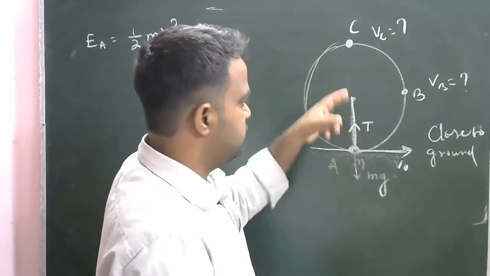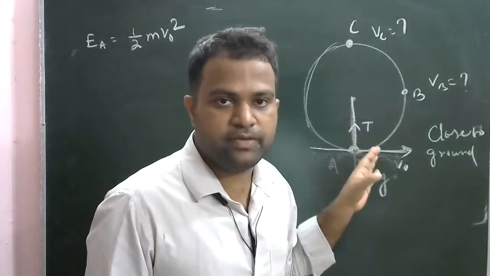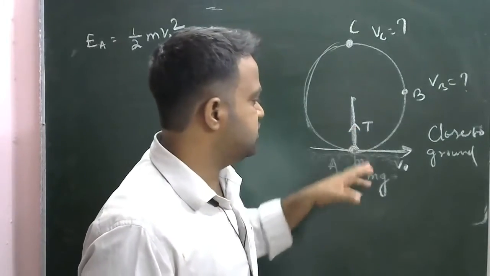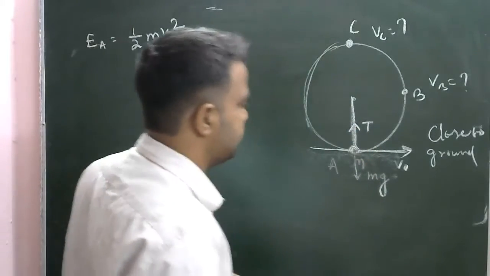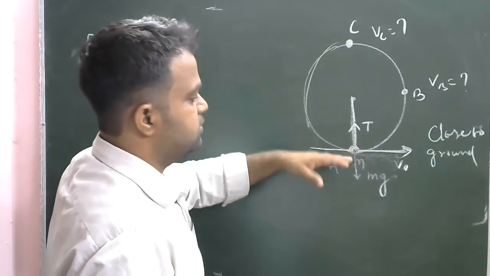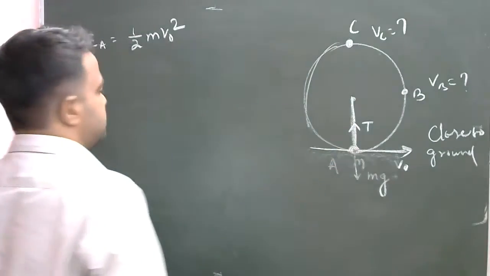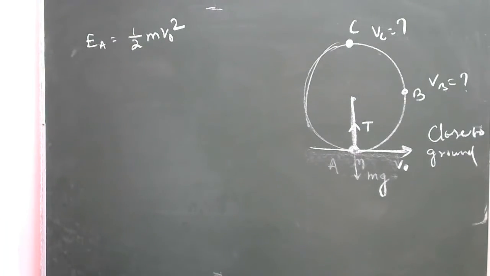And there is no vertical motion here at position A. That means T and mg are balancing each other. They are equal. T is equal to mg. Otherwise the object would go upward. So they are balancing. T is equal to mg. So this is the energy at your position A.